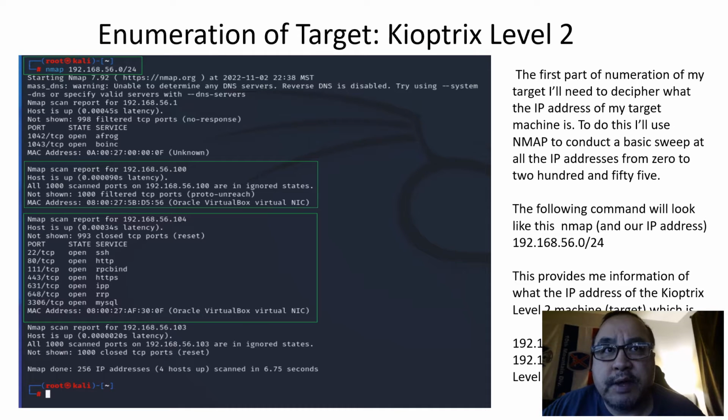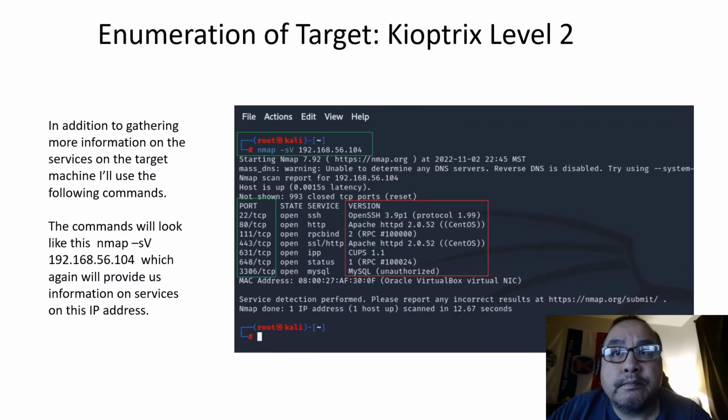As we can see, my virtual machine is 192.168.56.100, and the capture box is 192.168.56.104. So, enumeration of the target, capture tool 2. In addition to gathering more information on the surface of the target machine, I'll use the following commands. The command will look like this: nmap -sV 192.168.56.104, which will provide information on the services on this IP address.